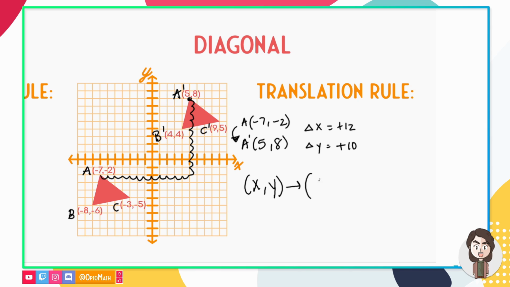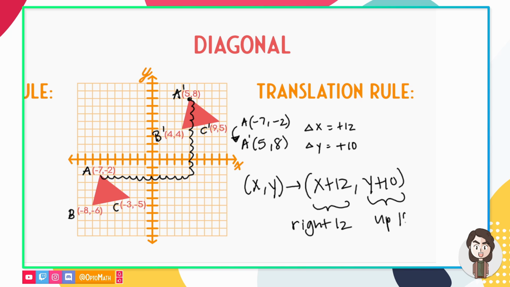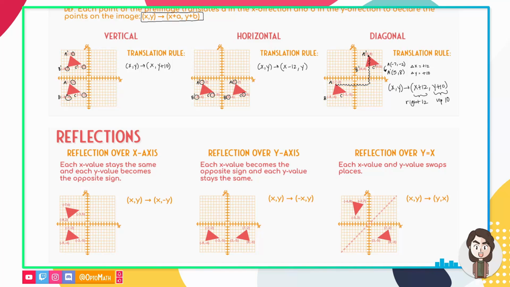xy goes to x plus 12 and y plus 10. And again, the x plus 12 means we're going to go right 12, and the y plus 10 means we're going up 10. Next we have reflections, and we're just going to look at 3 different types of reflections.